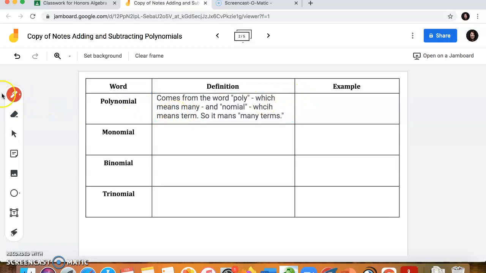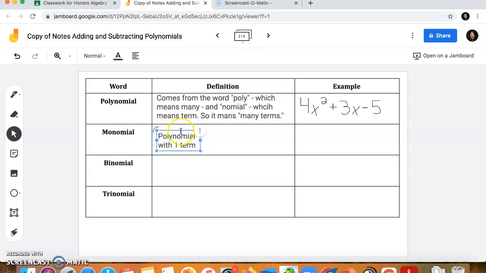An example could be 4x squared plus 3x minus 5. This would be a polynomial with 3 terms. It is a polynomial and it has 3 terms. It has many terms. A polynomial with one term is what we call a monomial.